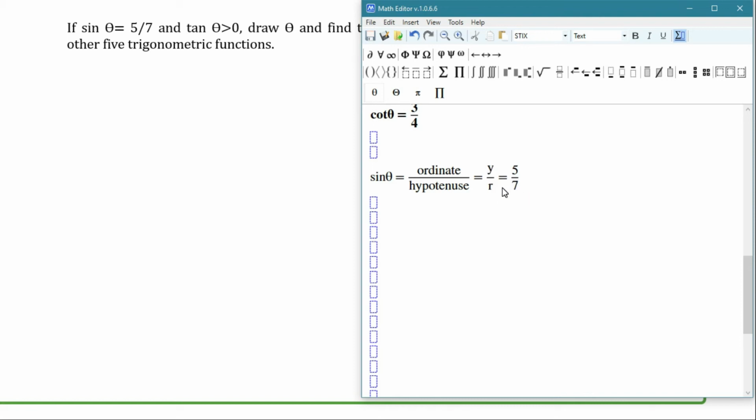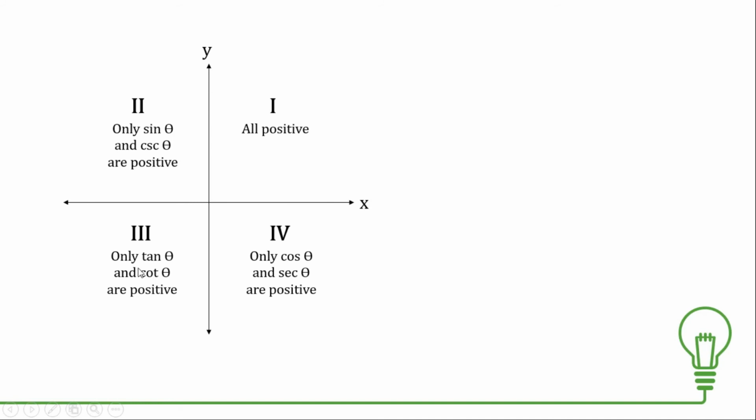Meaning to say, where could we locate this? In which quadrant is the sine function positive? Going back here, which quadrant would it fall on for our first condition that the sine function is positive? So it is just either quadrant 1, since all functions here are positive, or quadrant 2. Those are the only possibilities. Okay?